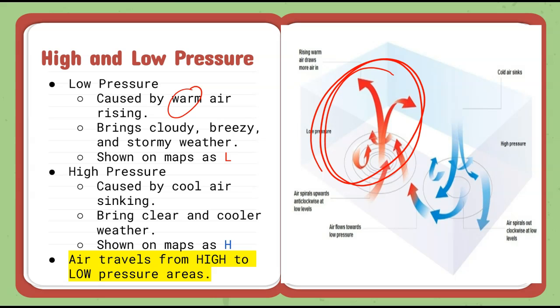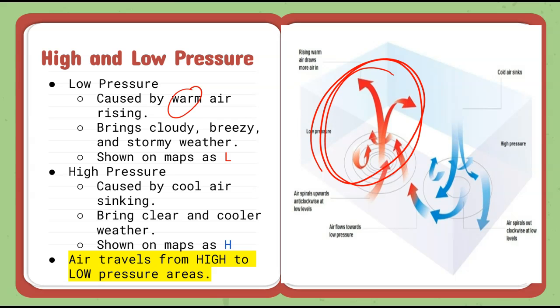High pressure systems, on the other hand, are caused by cool air sinking, and you can see the cool air sinking to the right of that diagram. High pressure systems bring clear skies and cooler weather because the cool air is sinking. They are shown on the map as a blue capital H.